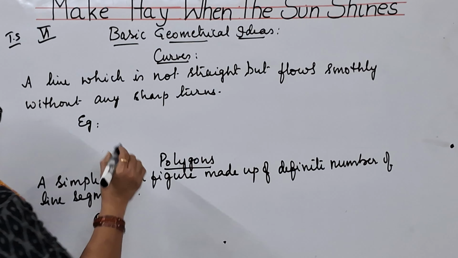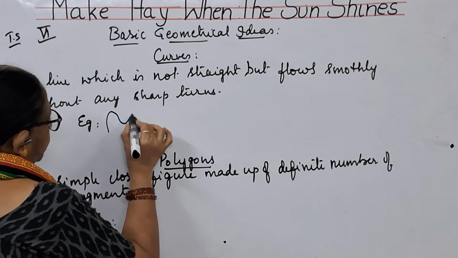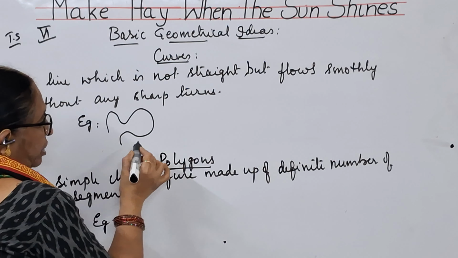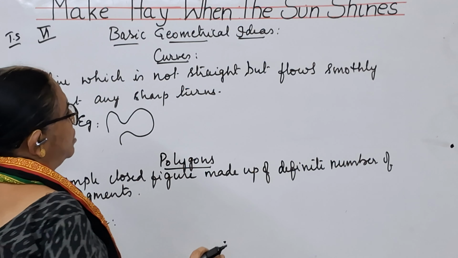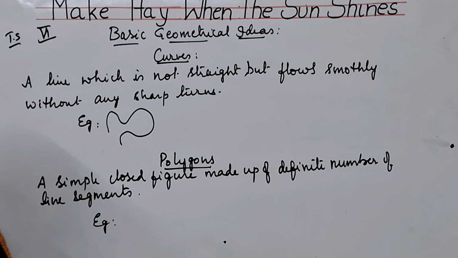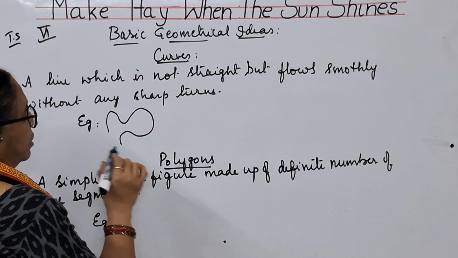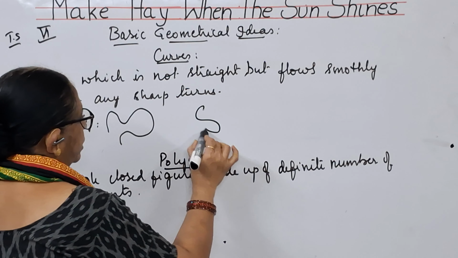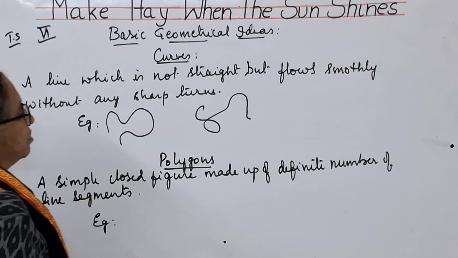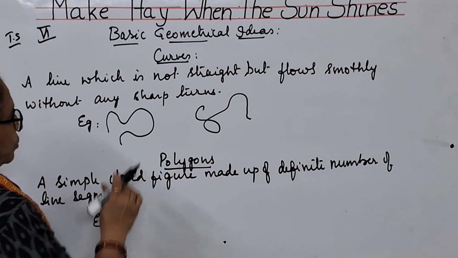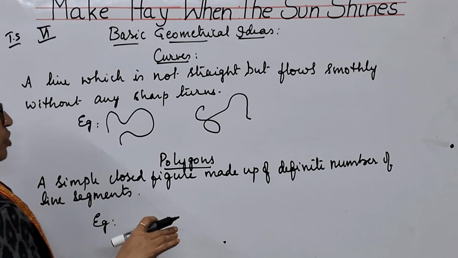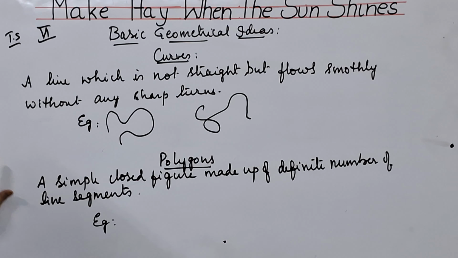It just flows. See, as an example, I am drawing one. So it is a line. It's a line only. But what is happening? There are no edges. There are no sharp endings. It is flowing smoothly. This is considered as a curve. A curve can be of any type. You can draw like this. This is also a curve. So a curve is what? It is a line but not straight, and it flows smoothly without any sharp turnings.